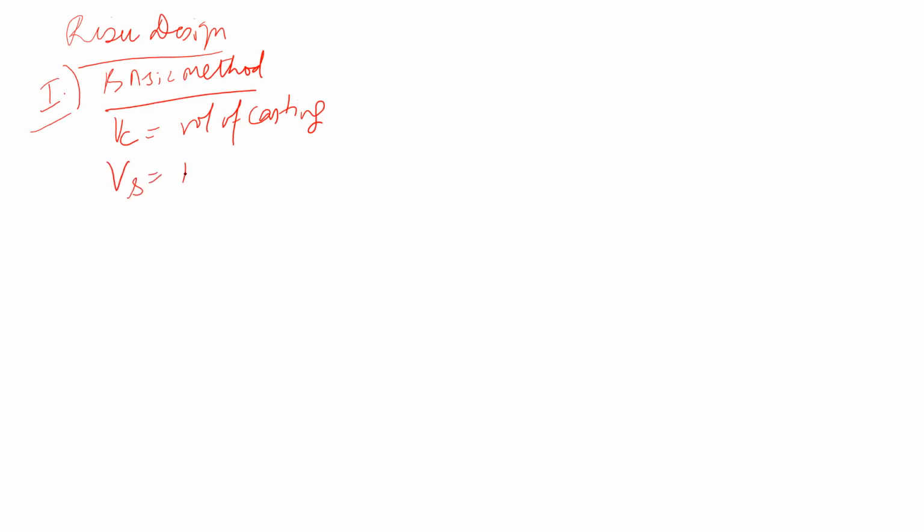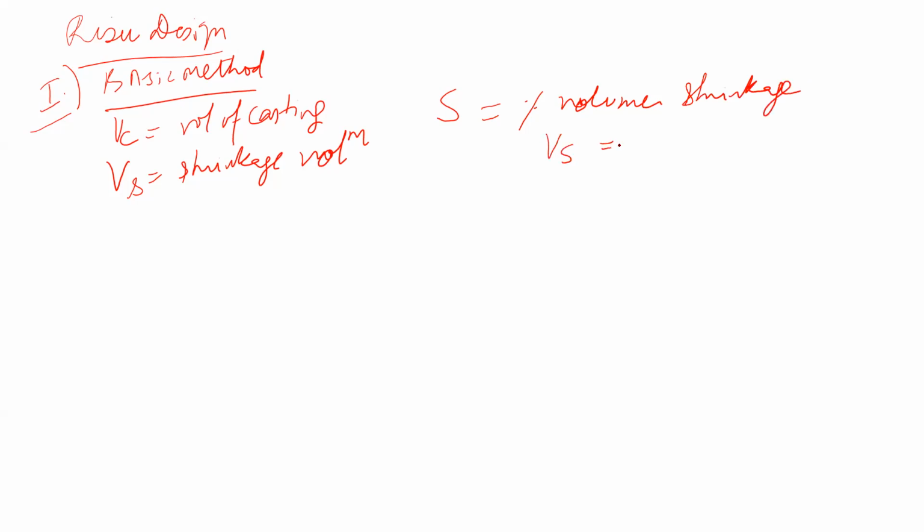So the first method for riser designing is the basic method. Please note this down. It is very important. Vc is the volume of casting, Vs is the shrinkage volume, and S is the percentage volume shrinkage. So Vs will be Vc into S by 100.